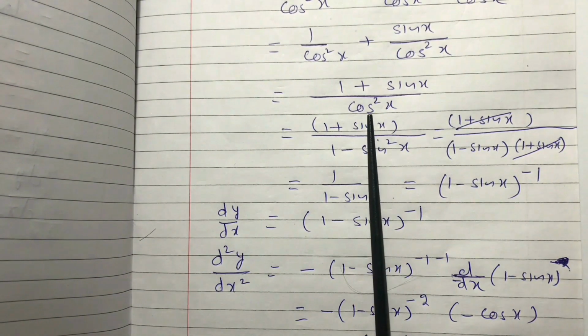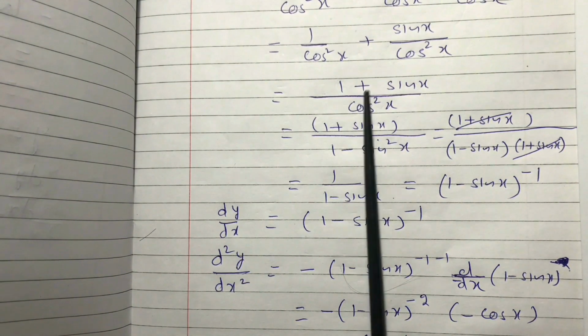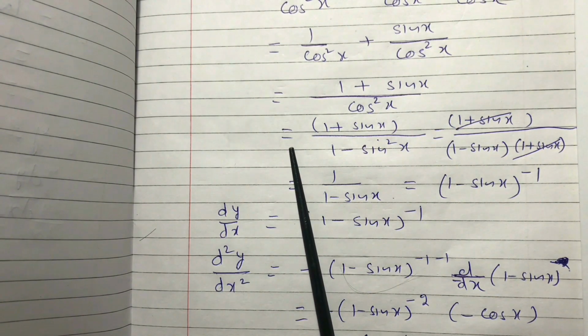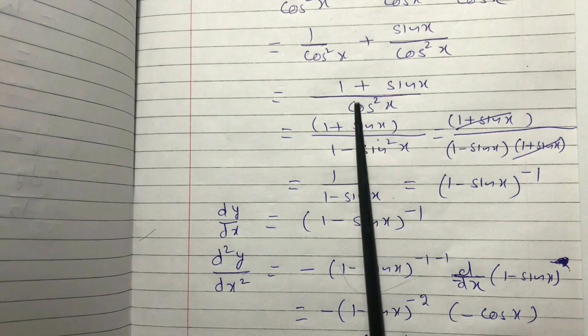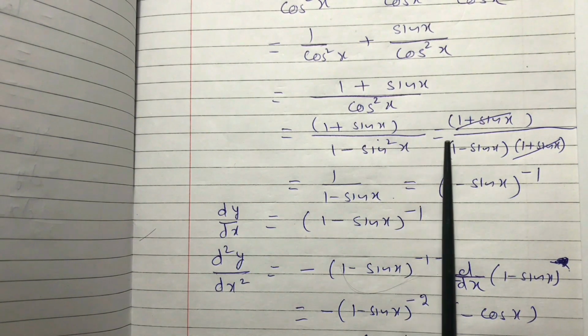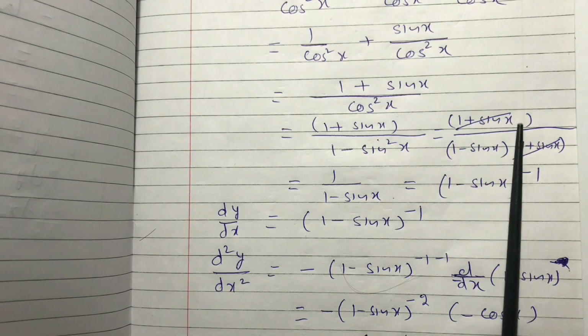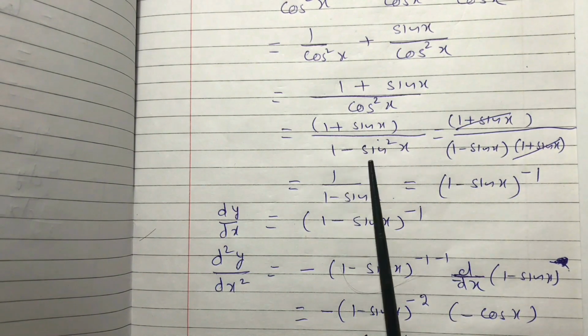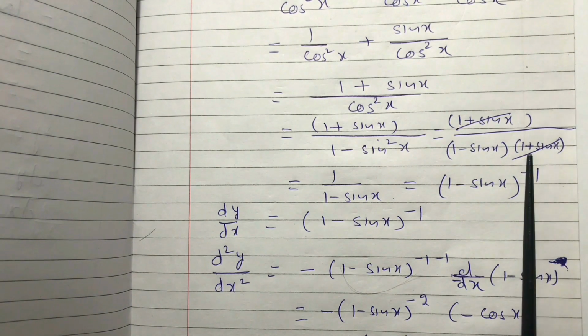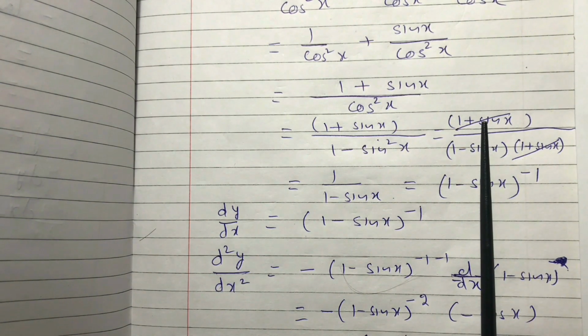Now take the LCM. This is equal to 1 plus sin x in the numerator. Now this is equal to 1 plus sin x, and cos square x can be written as 1 minus sin square x. This is equal to 1 plus sin x upon 1 minus sin square x, which can be written as 1 minus sin x, 1 plus sin x. 1 plus sin x, 1 plus sin x is cancelled.